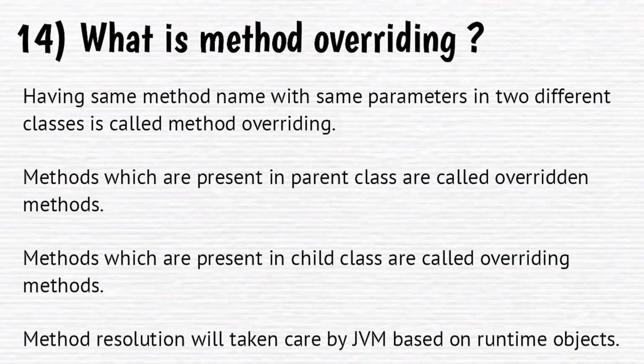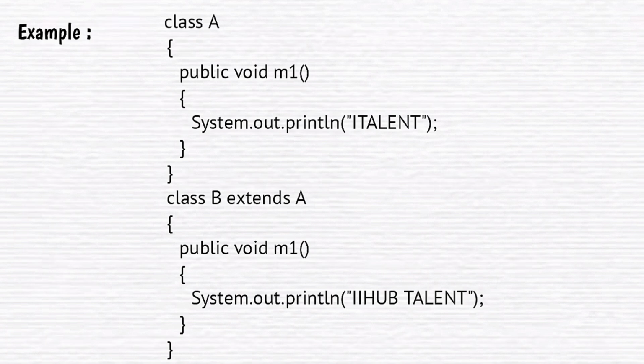What is method overriding? Having the same method name with the same parameters in 2 different classes is called method overriding. Methods which are present in the parent class are called overridden methods. Methods which are present in the child class are called overriding methods. Method resolution will be taken care of by the JVM based on runtime objects.